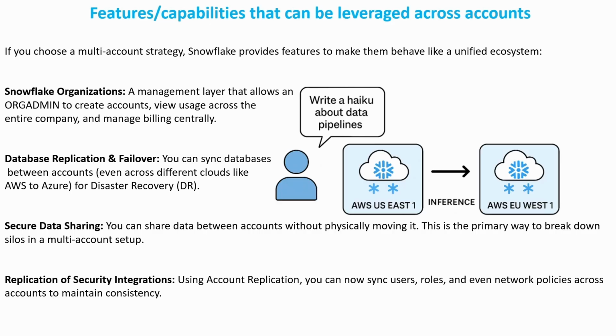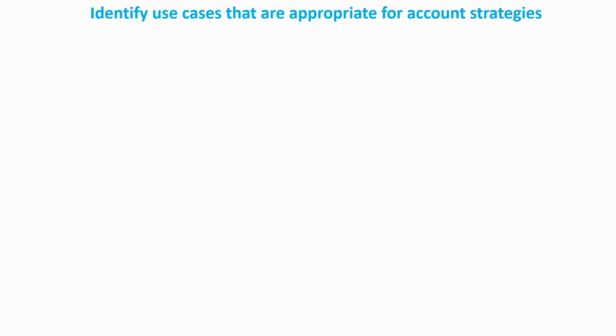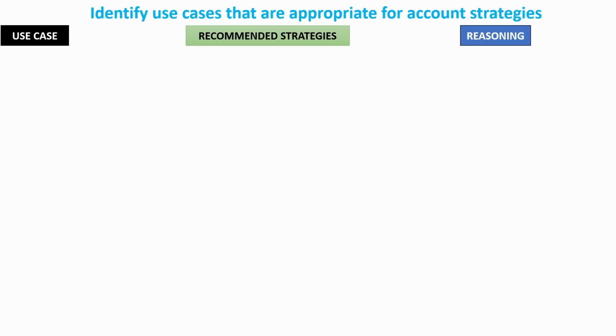Fourth one is replication of security integration. Using account replication, you can now sync users, roles, and even network policies across accounts to maintain consistency. And the last topic is to identify the use cases that are appropriate for account strategies. I have divided them into three parts: use case, recommended strategy, and the reasoning behind it.